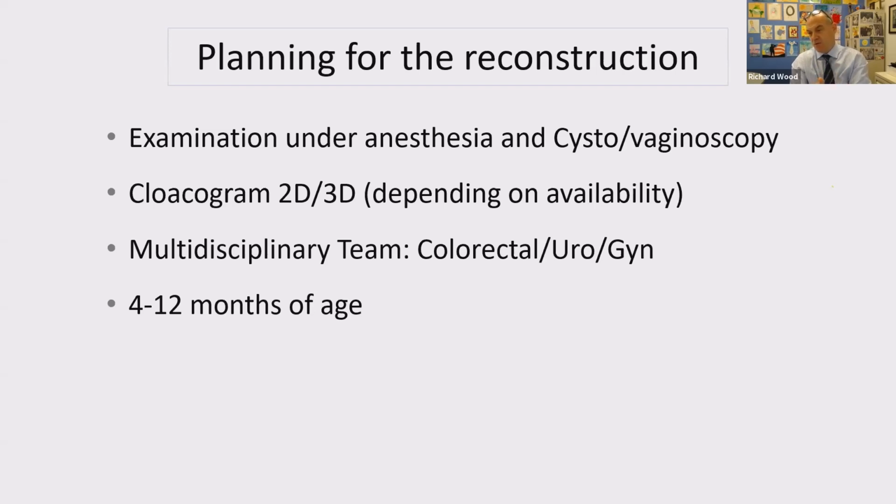We also need to, of course, make sure that the colostomy is draining well, and we need to make sure that the hydrocolpos is remaining decompressed. If those things are all happening, then we can think about planning our reconstruction somewhere between 4 and 12 months of age. When we talk about the reconstructive planning, we talk about an examination under anesthetic, and a cystovaginoscopy and EUA, and we do that at the time just before reconstruction.